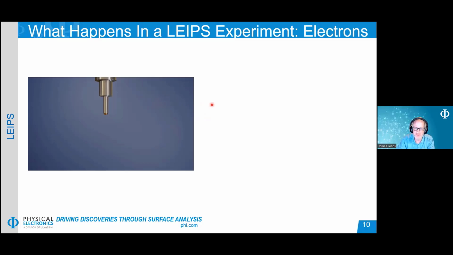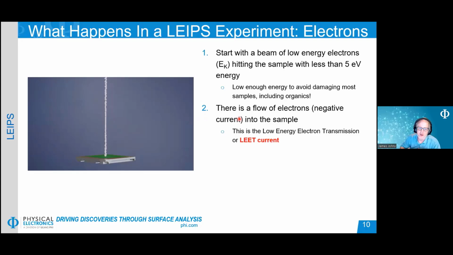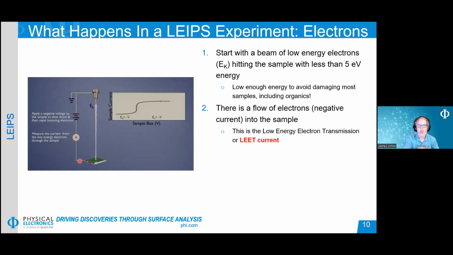See if we can get it to play. Oh, here we go. We have electrons coming out, and they're low energy, about 5 electron volts or less, and that's low enough to avoid sample damage. Those electrons flow into the sample, and that's the low energy electron transmission. And then we're going to apply a bias to that. It's going to cause the electrons to slow down as they hit the sample and eventually get repelled.